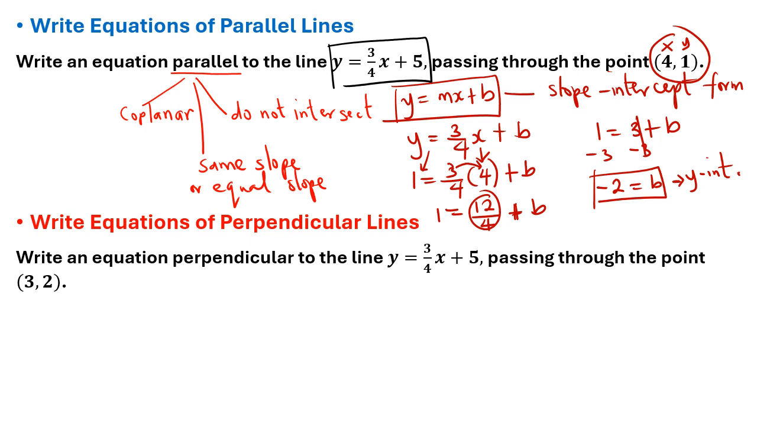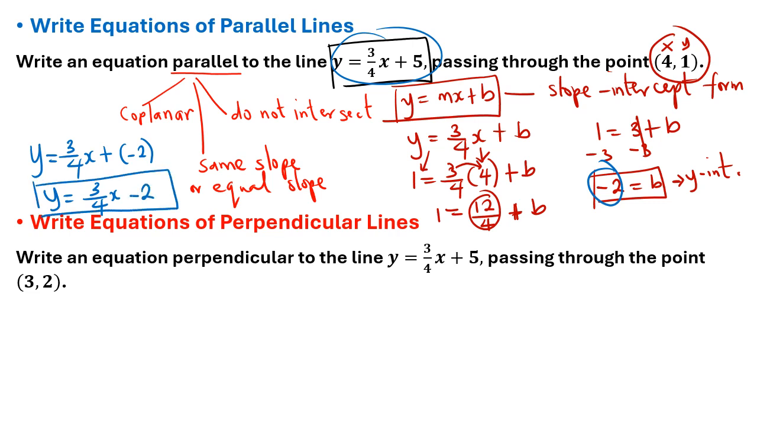I am now going to write that equation over here. I know that the equation will have the same slope as the given equation, which is 3 over 4 x. Then instead of writing plus 5, I'm going to replace it with negative 2, because that's the y-intercept. So the equation will simplify to 3/4 x minus 2, because positive and negative combined will be negative. So we are done with this problem.